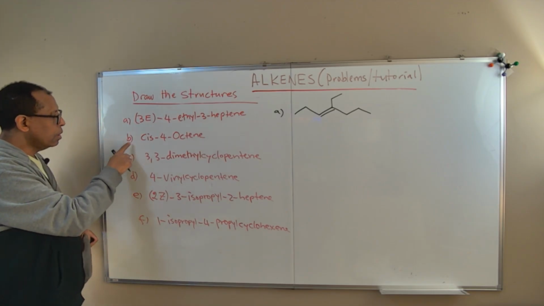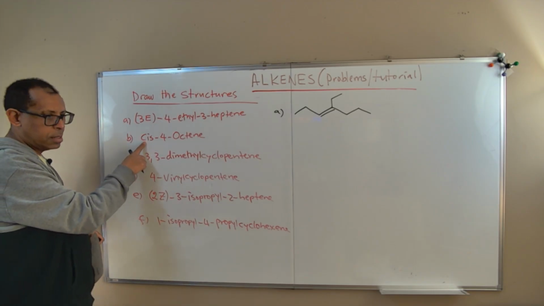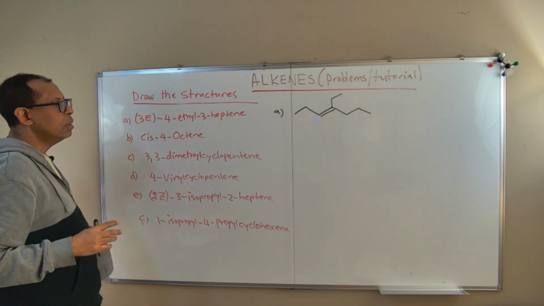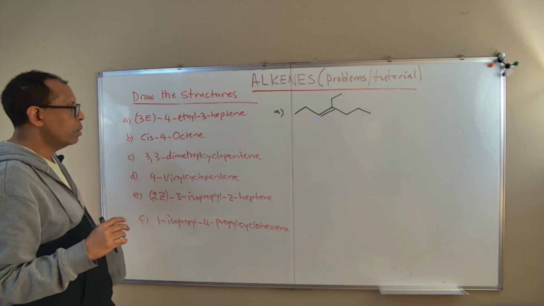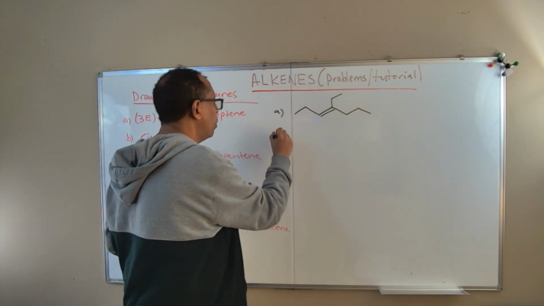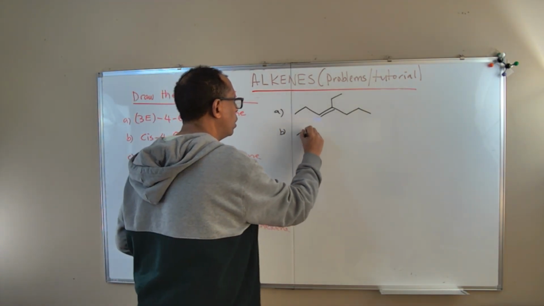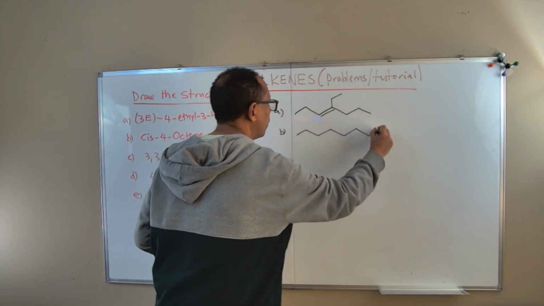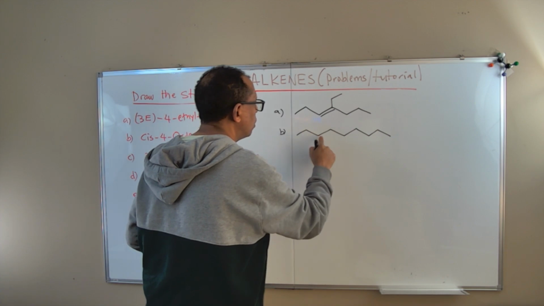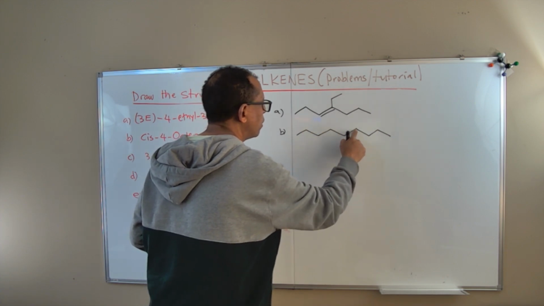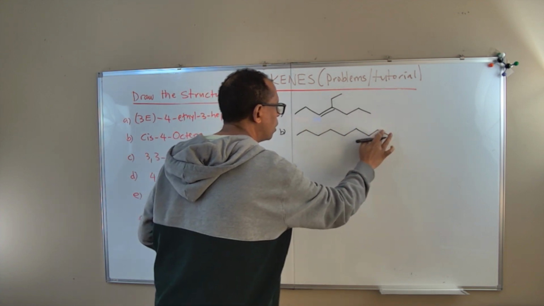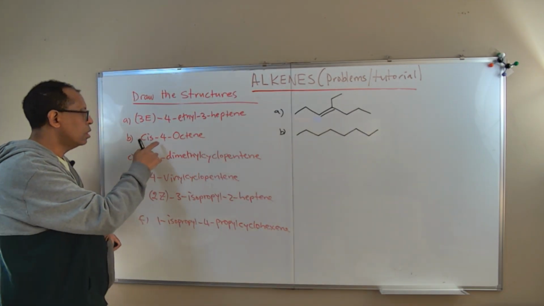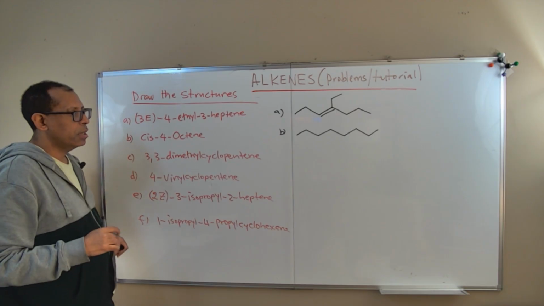Now B says cis, that is cis or Z, 4-octene. Octene is 8 carbon. So I'm going to draw an 8 carbon chain. 1, 2, 3, 4, 5, 6, 7, 8. So this is 8 carbon. At 4th position, it is a cis-octene.